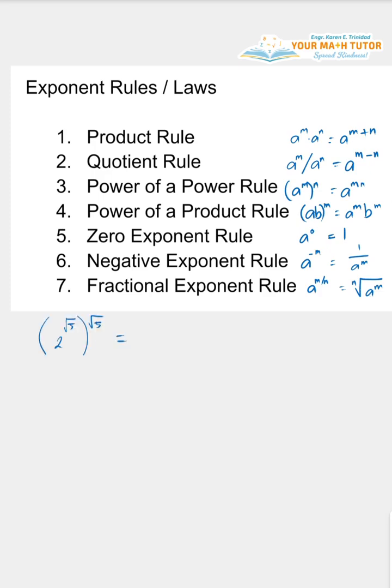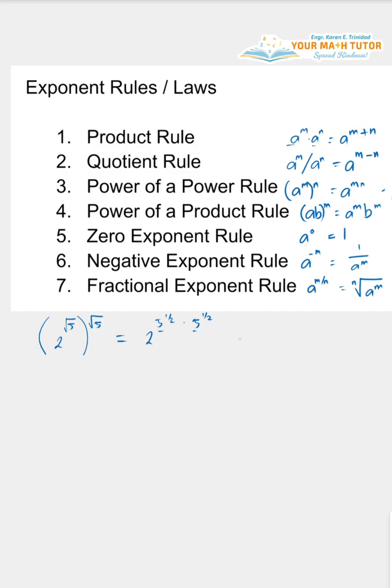In this example, 2 raised to the square root of 5, raised to the square root of 5. We are using the power of power rule. So that's 2 raised to the square root of 5, that's also 5 to the 1/2, and then you multiply it by another 5 to the 1/2. But now you are looking into these two numbers that could be seen as like this.